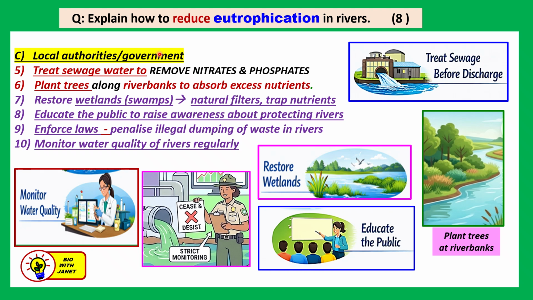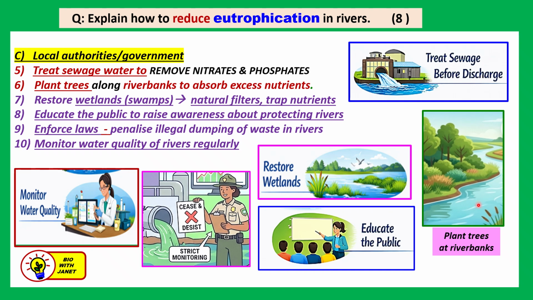Thirdly, what can the local authorities and the government do? Local authorities here means the municipal council or the Majlis Perbandaran, right? Now, treat sewage water well by using advanced methods in order to remove the nitrates and phosphates before the sewage is discharged into the rivers, so that the rivers will not have more nitrates and phosphates from the sewage water. Secondly, plant trees along the riverbanks, because these trees and plants can absorb some of the nitrates and phosphates before they enter the water ecosystem.